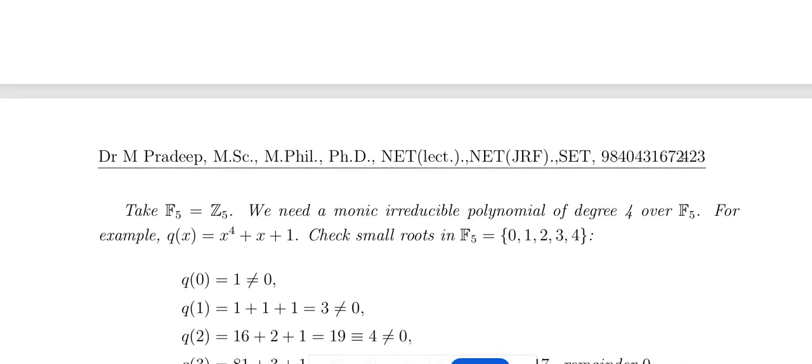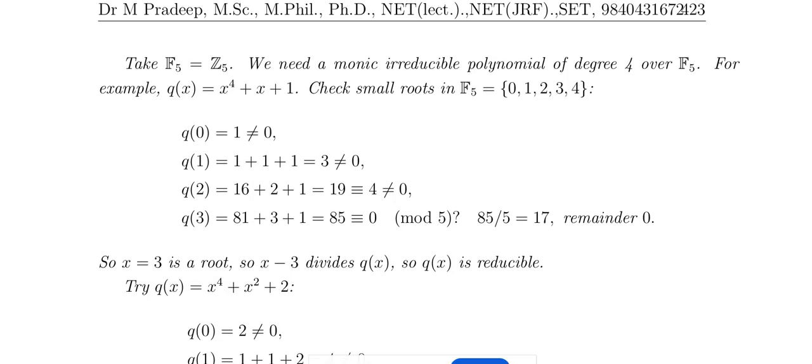That is a field of order 5 power 4, F5 equals Z5. We need a monic irreducible polynomial of degree 4 over F5. So suppose Q of x equals x power 4 plus x plus 1. How to construct it: Z5 has 0, 1, 2, 3, 4. So Q of 0, Q of 1, Q of 2, Q of 3 and Q of 4 should all be not equal to 0. That is the monic irreducible polynomial.